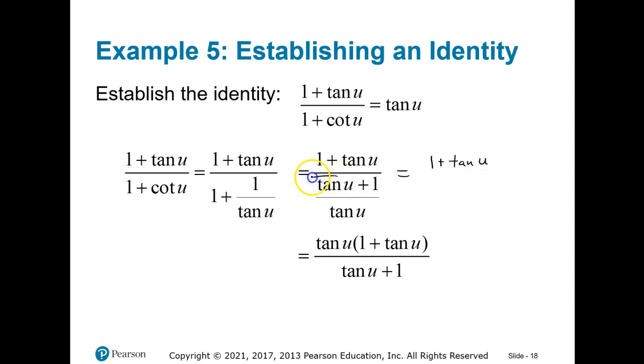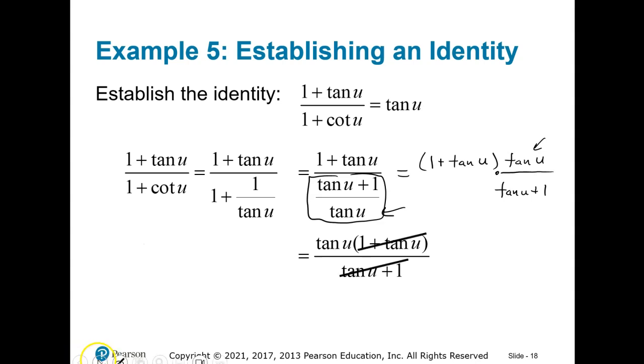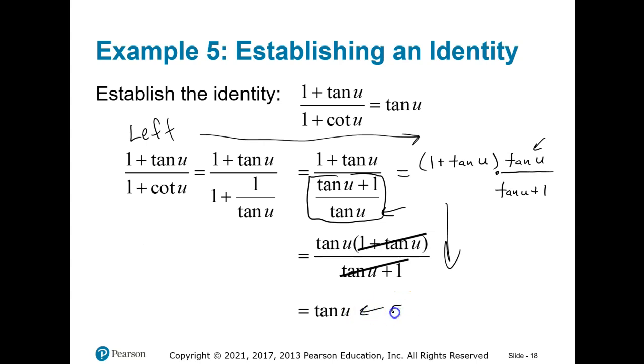And then if we flip this and multiply, I would have tangent, the tangent u that was on the bottom here is now on the top, divided by tangent u plus 1. So I'm just flipping this denominator and multiplying, just like you do when you divide fractions in general. But now the tangent u plus 1 can cancel, and that leaves me with just tangent, like we were supposed to show. So left side, we did stuff to it, we ended up with the right side.